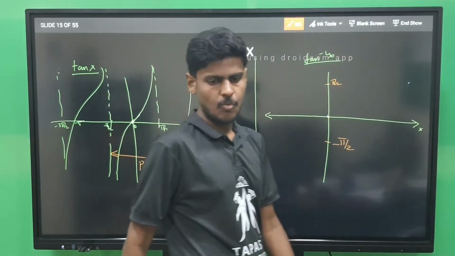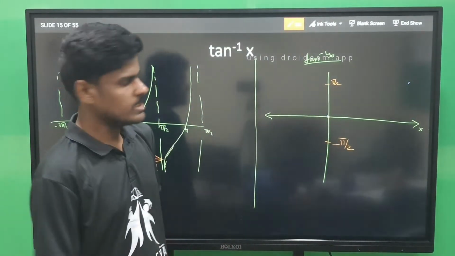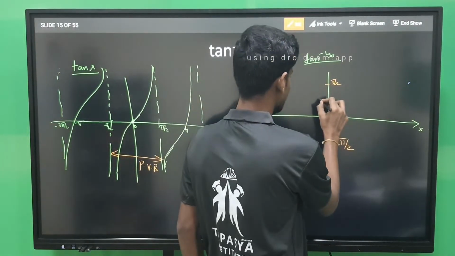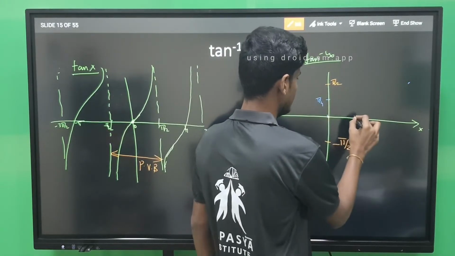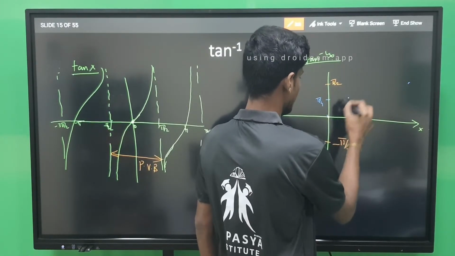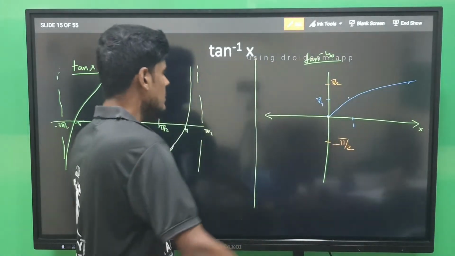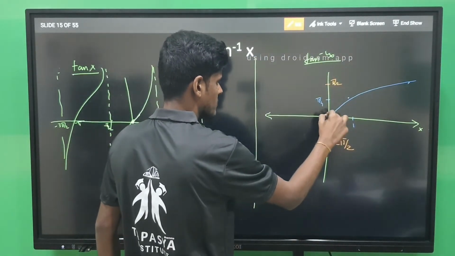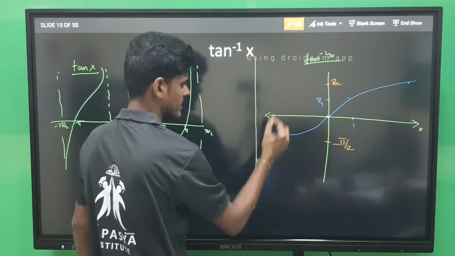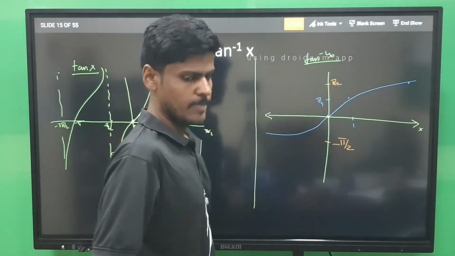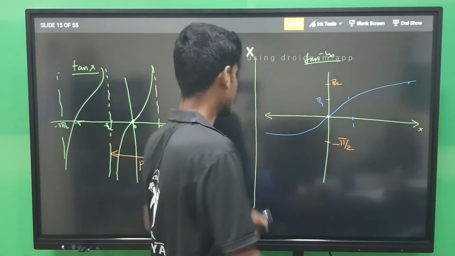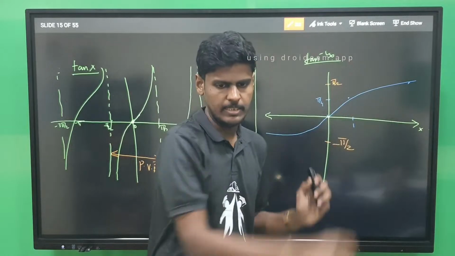Tan 45 is 1. So tan inverse 1 is 45 degrees. Let this be pi by 4. Tan inverse 1 is pi by 4. So graph will go on like this. Similarly, tan inverse minus 1 is minus pi by 4. Tan inverse minus infinity is minus pi by 2. So graph of tan inverse x is something like this.